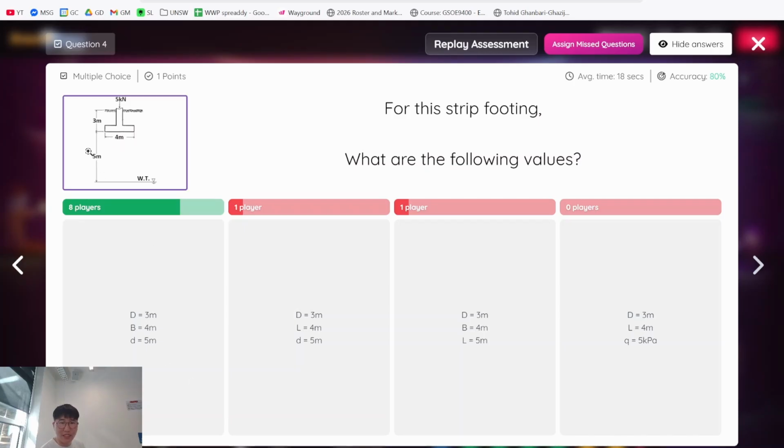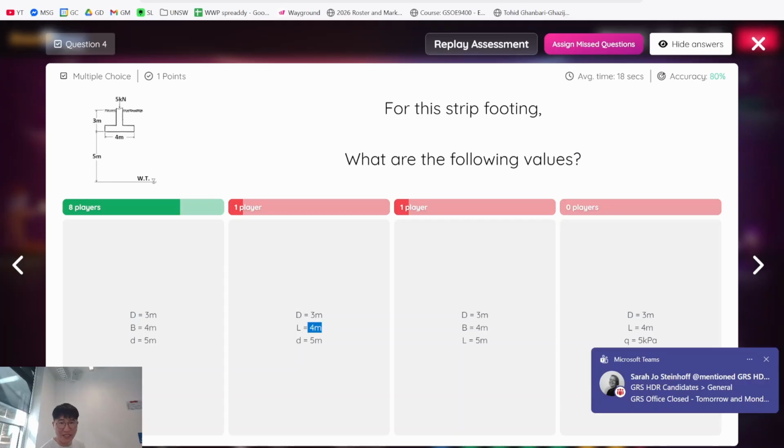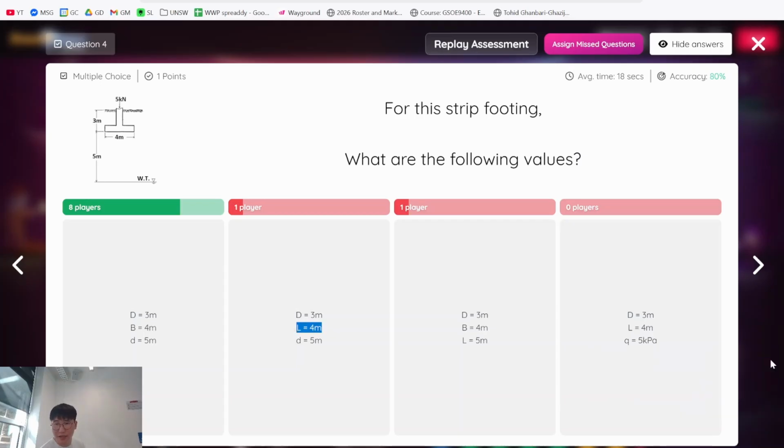And then lowercase d is from the base to the water table. So for a strip footing, we can assume the length is so large that we're going to do our calculations per meter run. So these other ones that include L are not relevant. Length is going into the page, right?